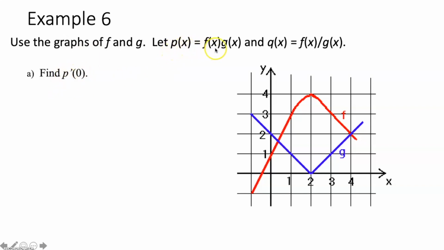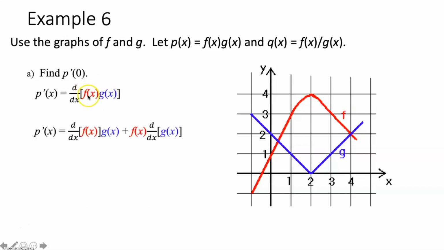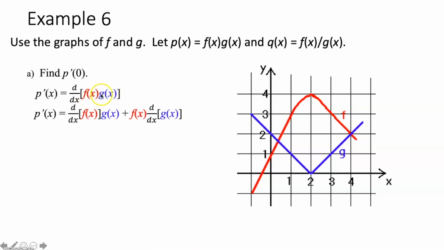P of x is equal to f of x times g of x. If we want to find the derivative of that, we need to use the product rule because we have a function times a function. The derivative of the first times the second plus the first times the derivative of the second. Now we can take the derivative of f of x. The derivative of f of x is just f prime of x. The derivative of g of x is just g prime of x. So we have successfully taken the derivative of our p function.